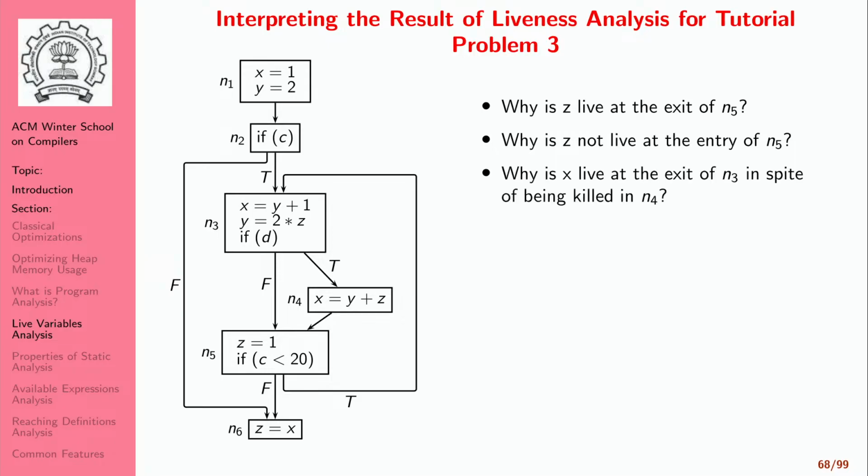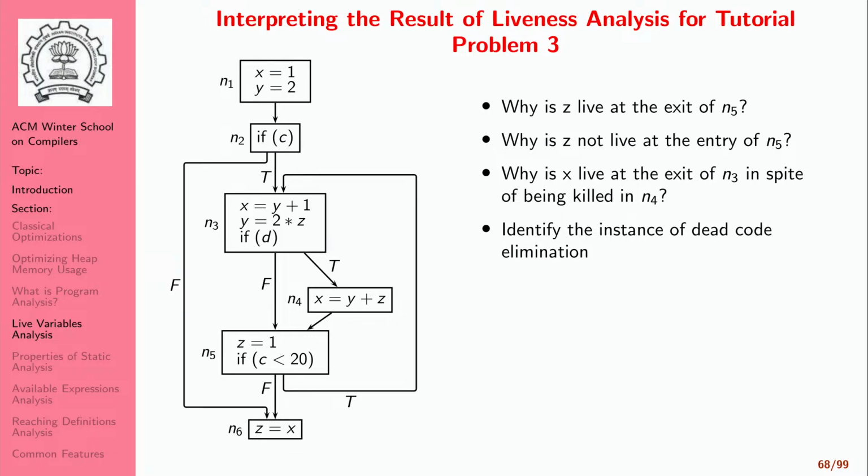Wonderful. Why is X live at the exit of N3 in spite of being killed in N4? Why is X live here in spite of being killed here? Yes, because there is a path N3, N5, N6. Right. No, this is x, not z. Okay.